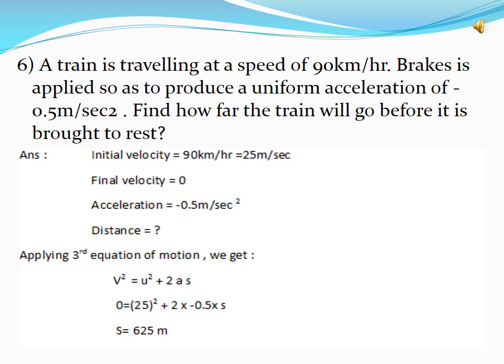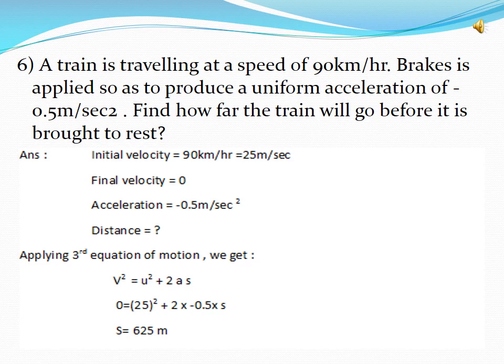Given that the initial velocity of the train u is equal to 90 km per hour, conveniently we have to convert it into the corresponding meter per second. How to? We have to multiply this value by 5 by 18. That will be equal to 90 into 5 by 18 is equal to 25 meter per second. Because the physical quantities are given in SI unit, we have already converted the kilometer per hour into the corresponding value in meter per second.